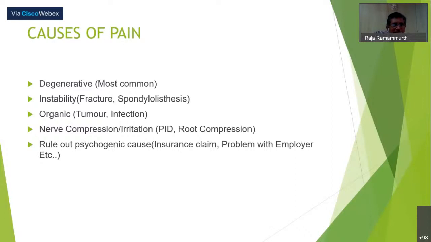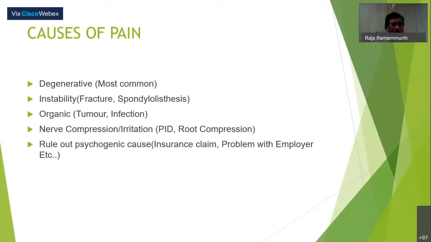Then the second cause, the main cause, is instability. Whenever there is a fracture at the pars interarticularis, we can see the Scottie dog sign in the X-ray, right? Where we can say spondylolisthesis, right? In this case, there will be a very severe pain.